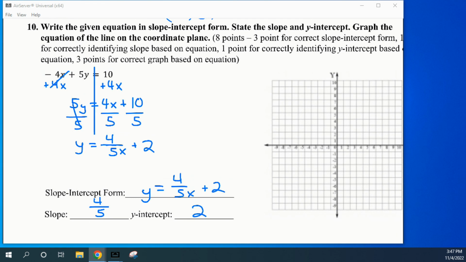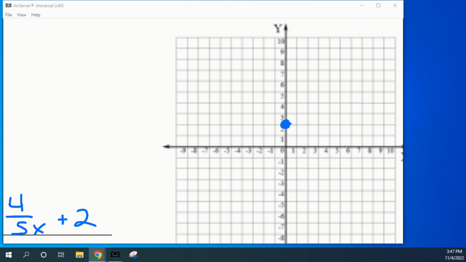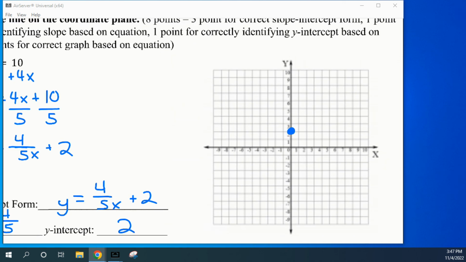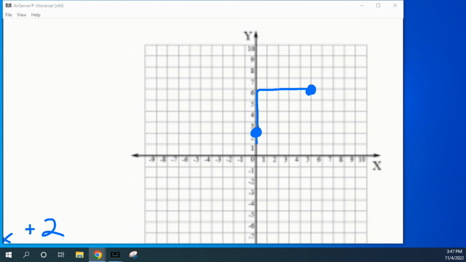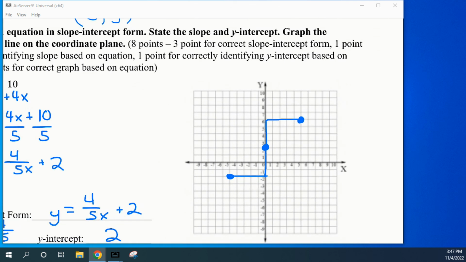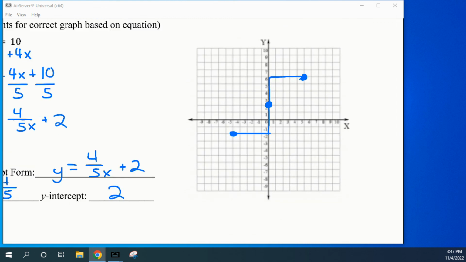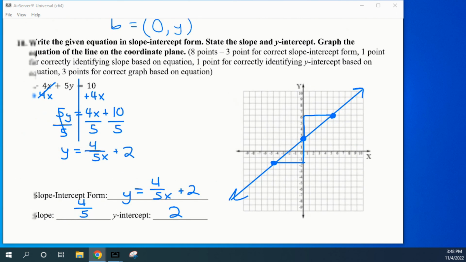Start with the y-intercept. That's going to be 2. So on the y-axis, it's positive. My slope is 4/5, so I will go up 4. 1, 2, 3, 4. Right, 5. 1, 2, 3, 4, 5. Okay, good. You could also go down 4. Left, 1, 2, 3, 4, 5. Okay, either way works. But once you have that, draw yourself a nice big line that goes all the way across the graph. Throw some arrows on the end. Call it done.